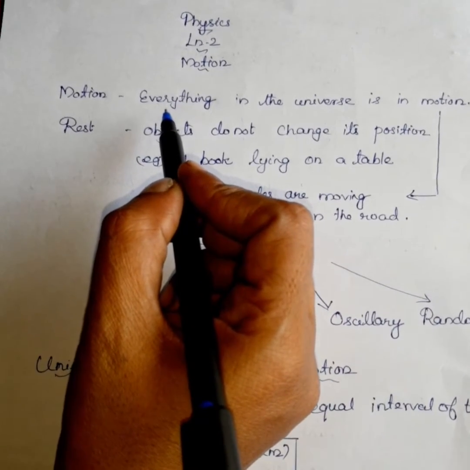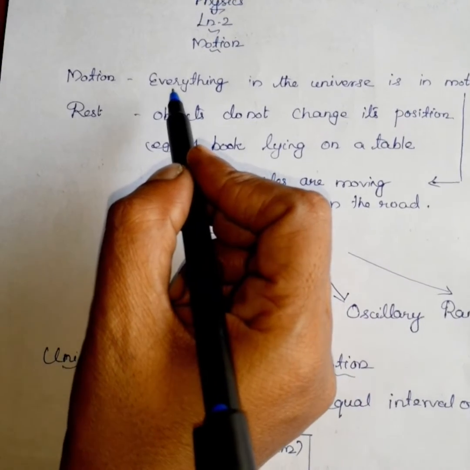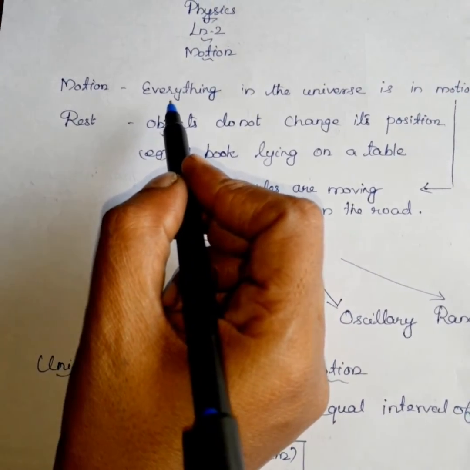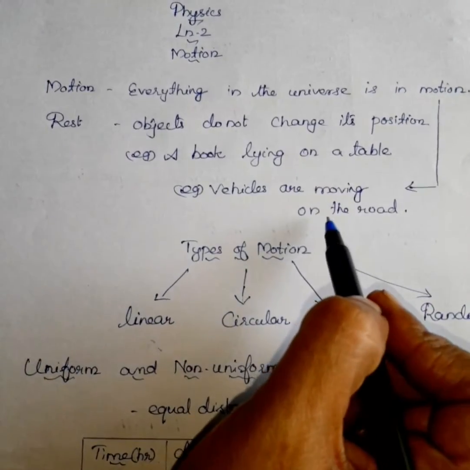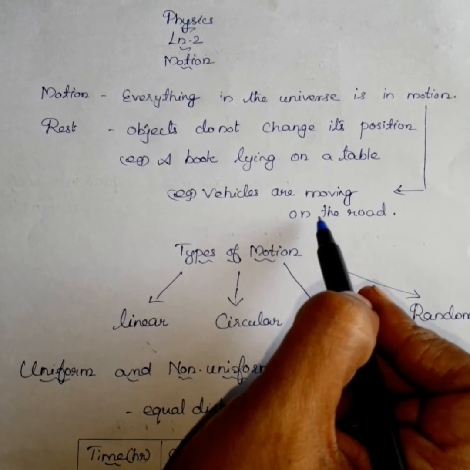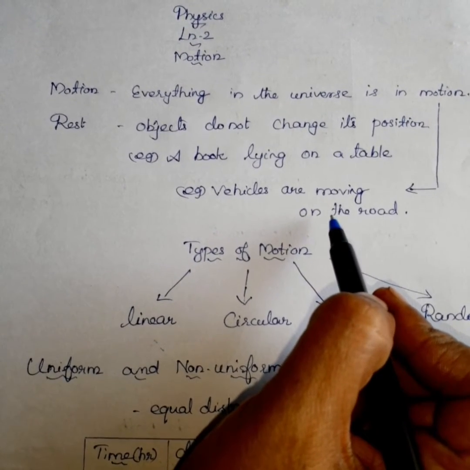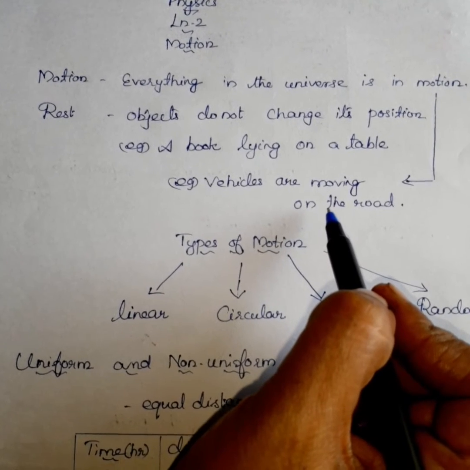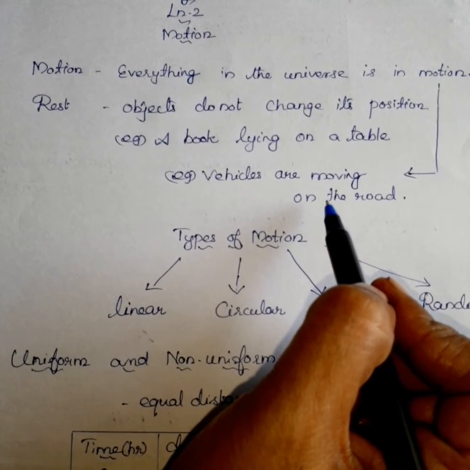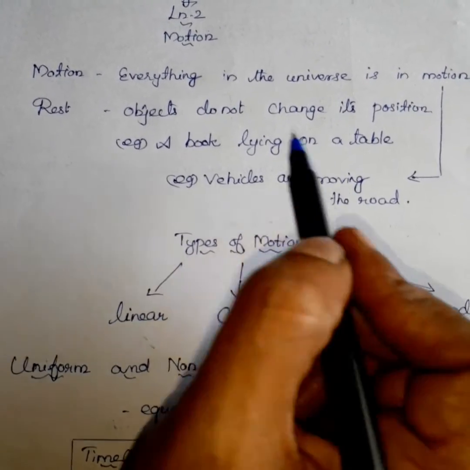You can observe this in your surroundings. The vehicles are moving on the road. Birds are flying. An aeroplane is flying. Trains are moving along the track. A man is walking. These are examples of motion.